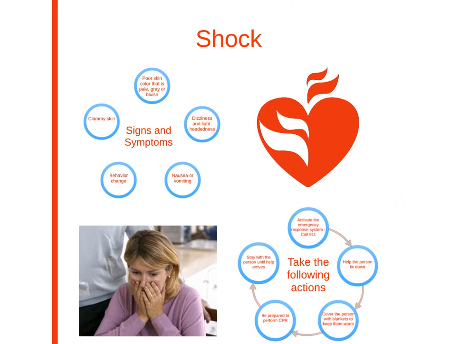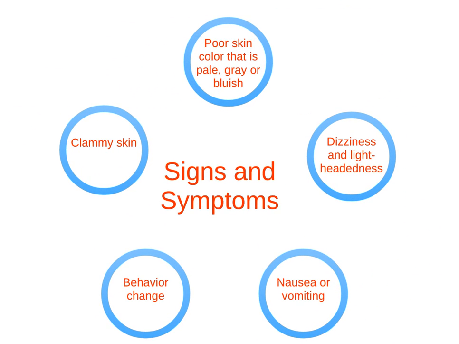Shock can be caused by overwhelming infection, blood loss, severe allergic reactions, severe dehydration, or heart problems. When blood flow is significantly reduced, the body is not receiving an adequate supply of oxygen. The signs and symptoms include poor skin color that is pale, gray, or bluish, dizziness, lightheadedness, nausea, vomiting, behavior change, and clammy skin.